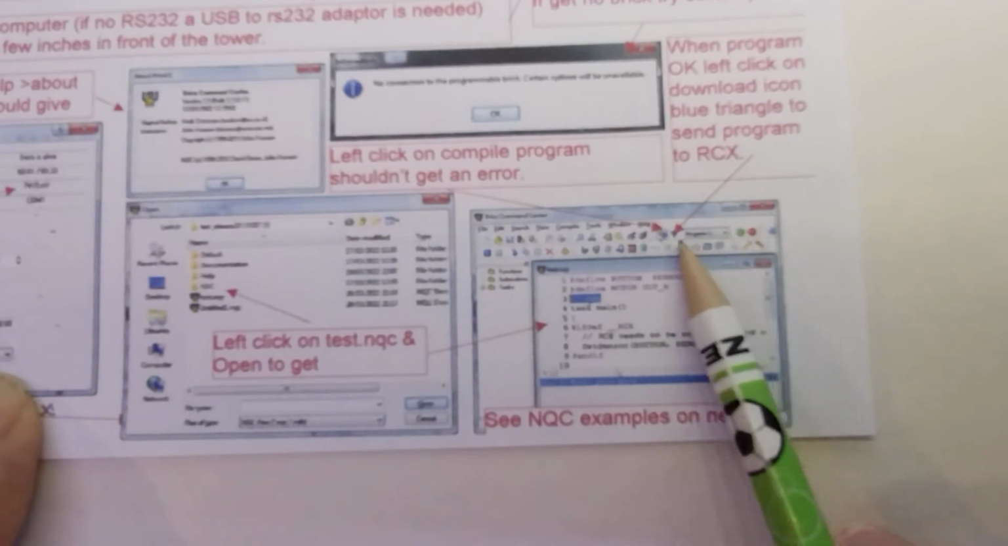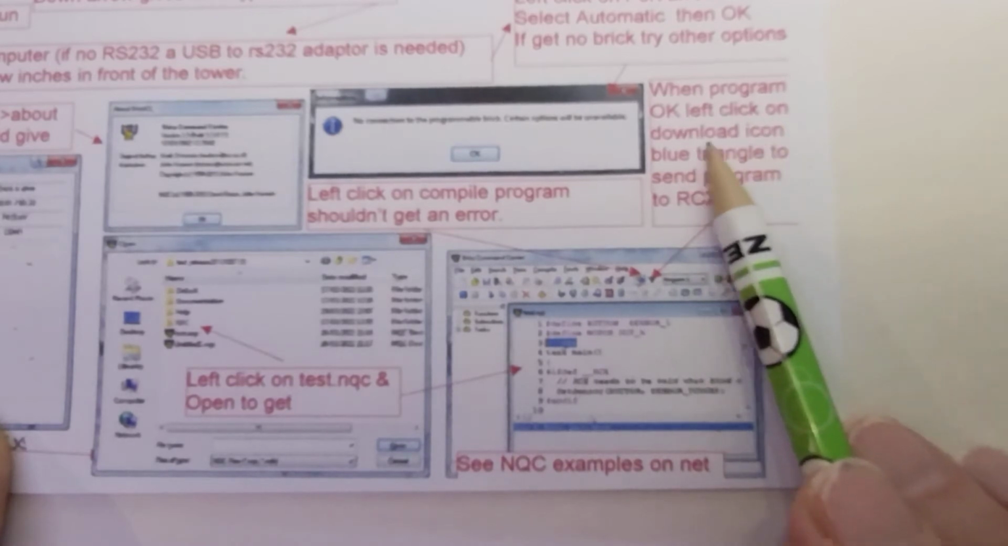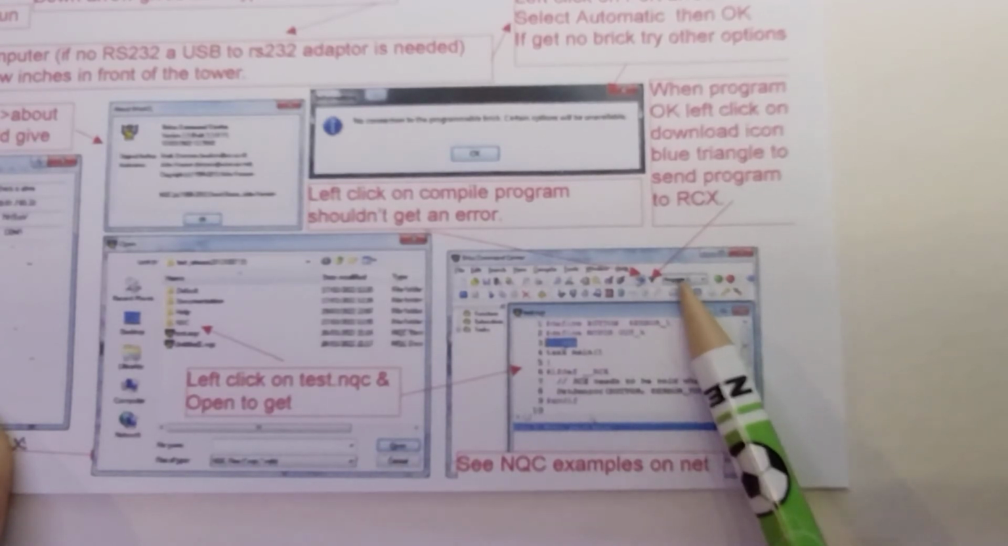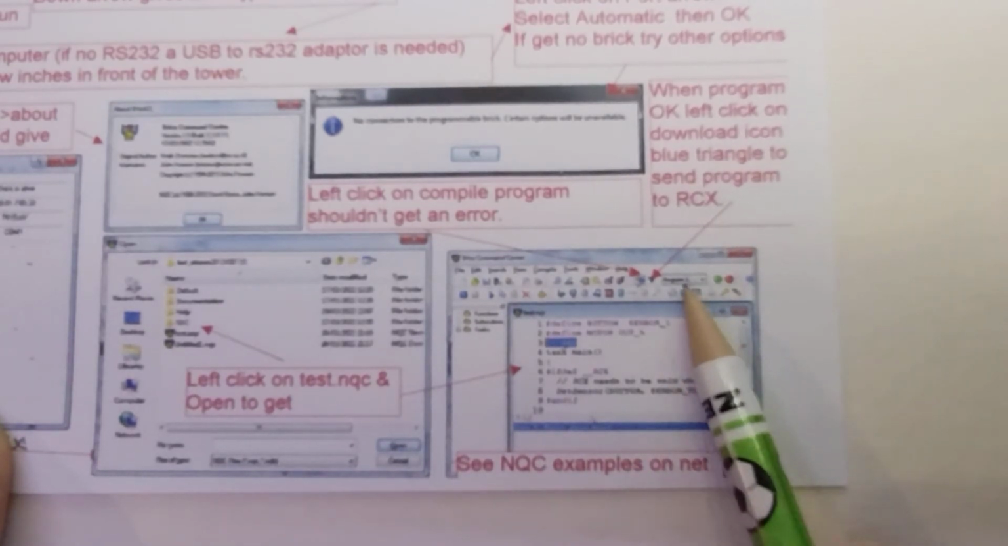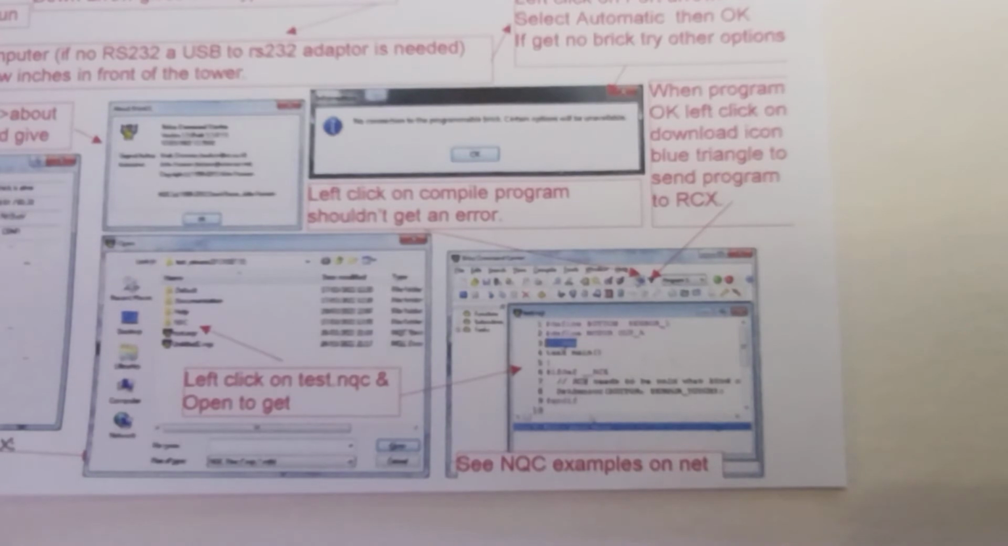Having done that, then we need to download it into our brick. So when the program's okay, we left click on the download icon. This is this little blue triangle here which is next to the program number, and that should download it into that program number in the RCX. I think if it's program 1, it will delete the program that is already there and replace it with this program. So that's a quick rundown of how I've gone to try and get my BricxCC to operate my RCX brick.